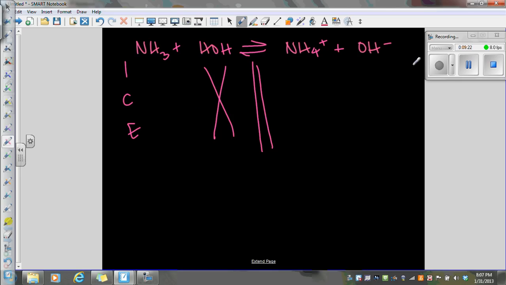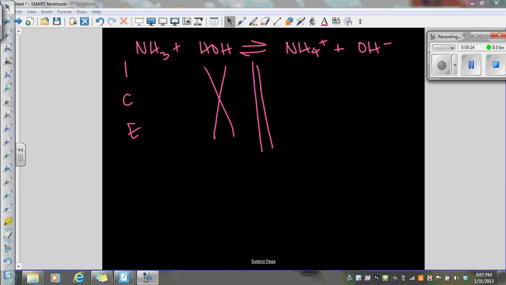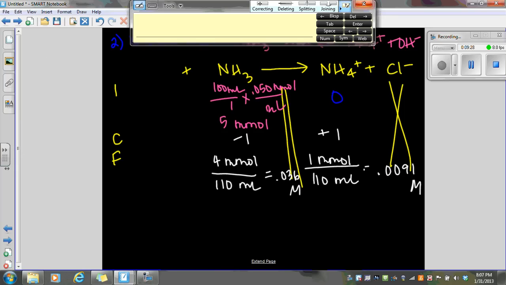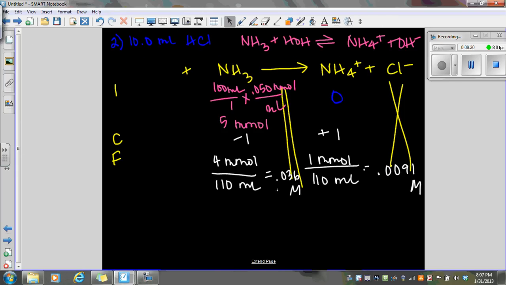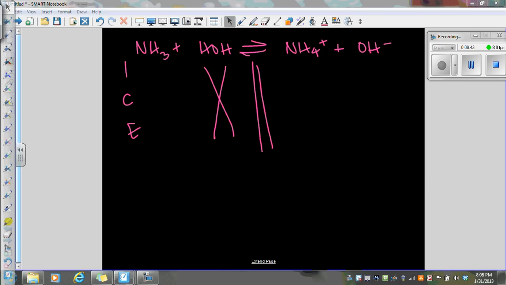If we go back and look at my previous slide, I have 0.036 molar ammonia and 0.0091 molar ammonium. So let's put that into our table. So we have 0.036 molar ammonia, 0.0091 ammonium, and no hydroxide.